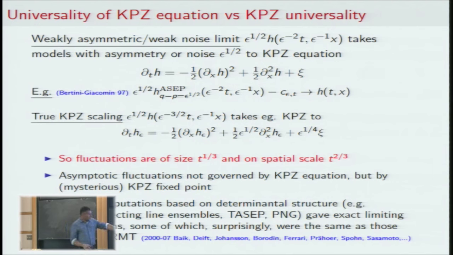On the other hand, the first results in the field were exact computations under the true KPZ scaling for special models which have this determinantal structure. So you have exact determinants. Then you do this true KPZ scaling, and you see these random matrix distributions and the Airy processes. Okay. That was done by a lot of people earlier in the 2000s.